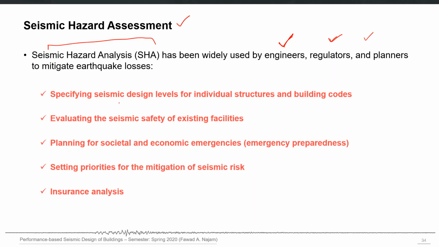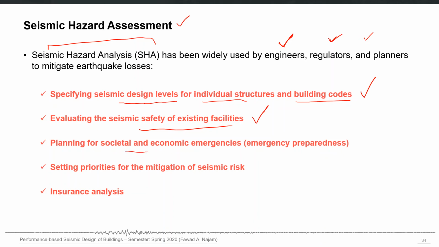Specifying a seismic design level for individual structures and building codes is one of the most important uses of the results of seismic hazard analysis. Evaluating the seismic safety of existing facilities: obviously existing structures should be evaluated, and their performance should be checked under the seismic hazard calculated as part of the hazard assessment.